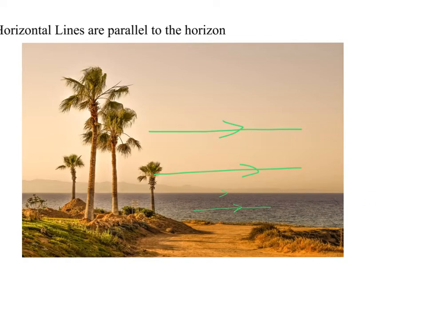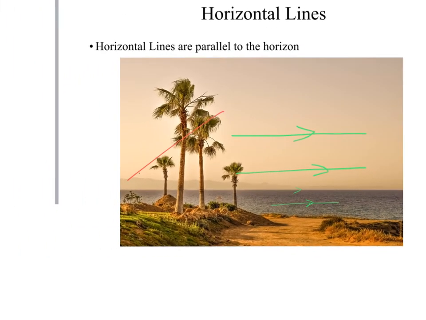If we were to draw one line that was not horizontal, I'll do that to the left hand side. So this line here, for example, is not horizontal because it is not parallel to the horizon, because it would eventually cross the horizon if we extend both of these.